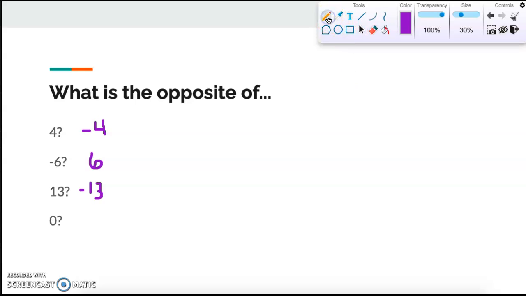What's the opposite of 0? This one's kind of a trick question. 0 doesn't have an opposite. All right, and for our last one, we have the opposite of -10. The opposite of a negative number is the positive number. So the opposite of -10 is 10.